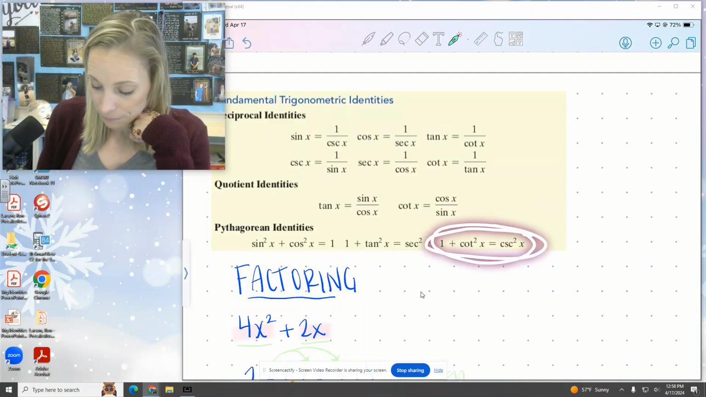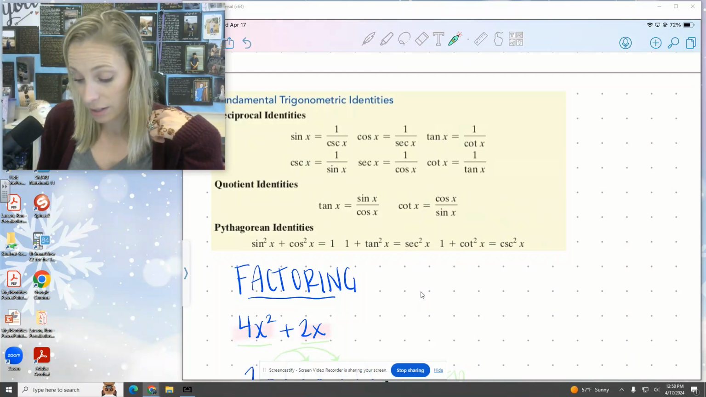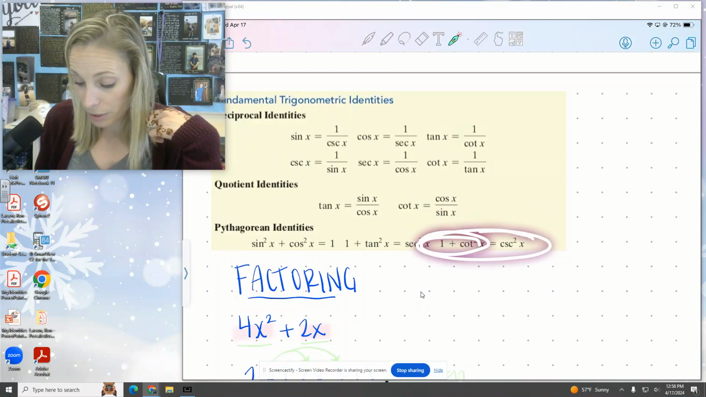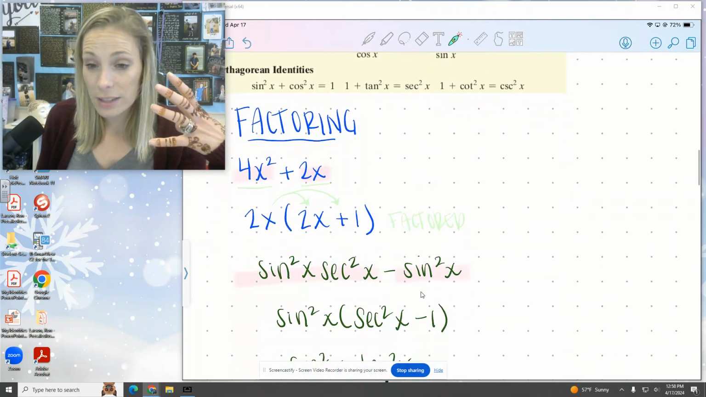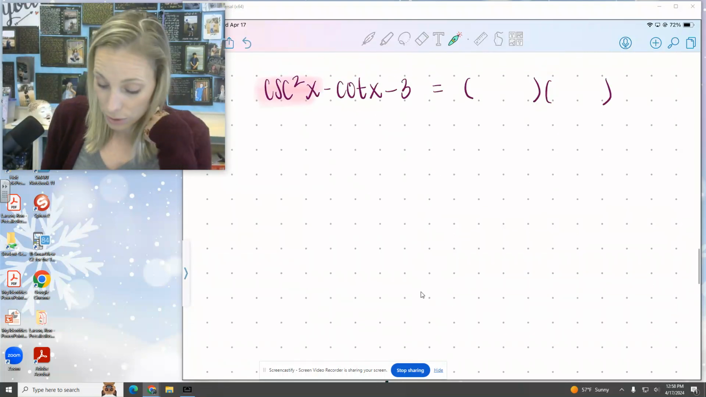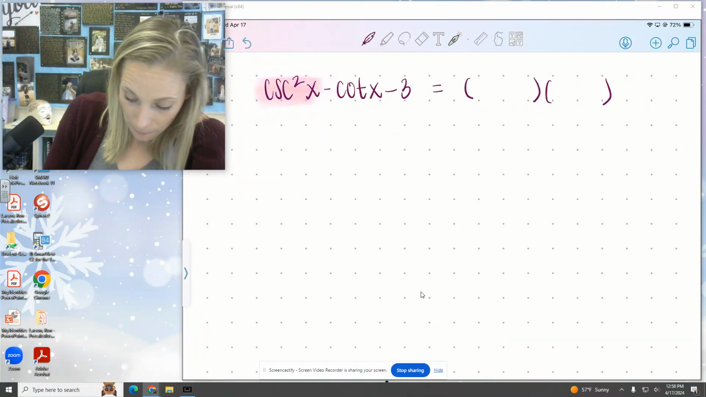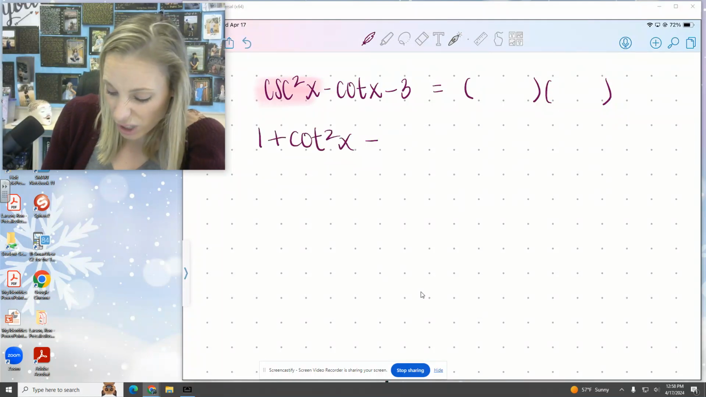Cosecant squared of x is exactly the same thing as 1 plus cotangent squared of x. So cosecant squared of x is 1 plus cotangent squared of x, which means that I can replace, right here, that cosecant squared of x with a 1 plus cotangent squared of x. I keep forgetting to say squared.